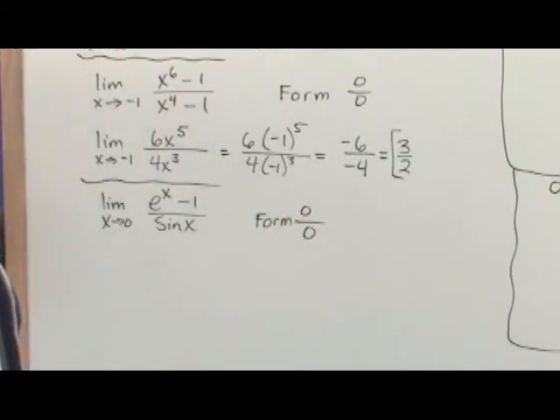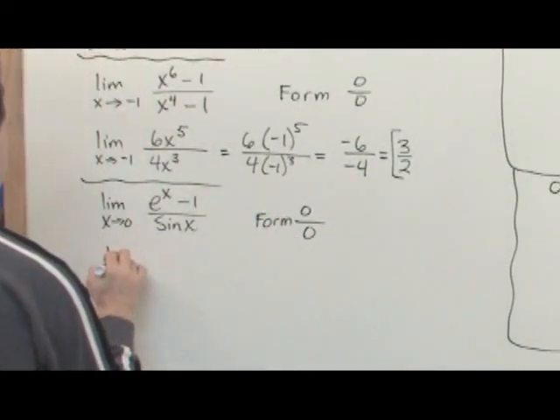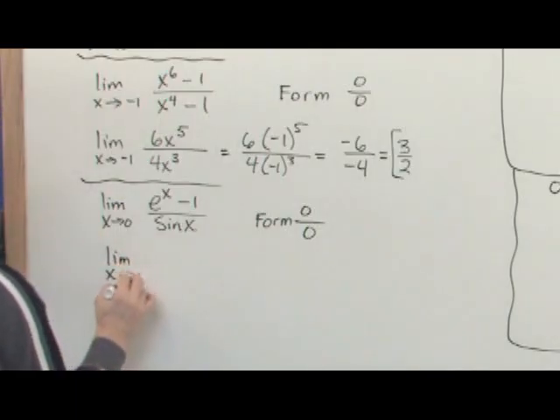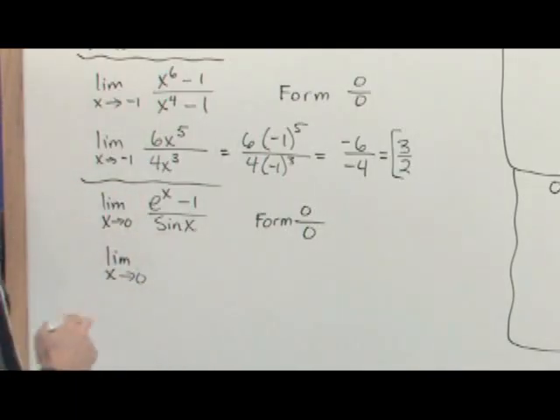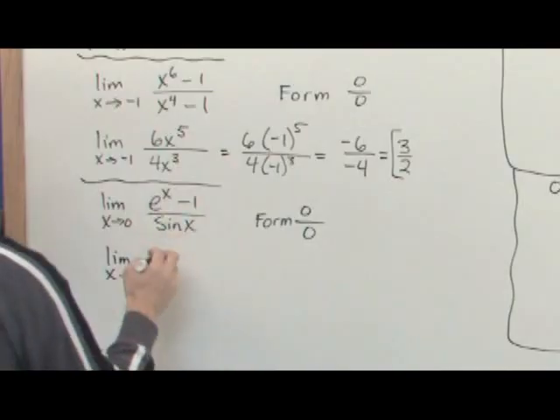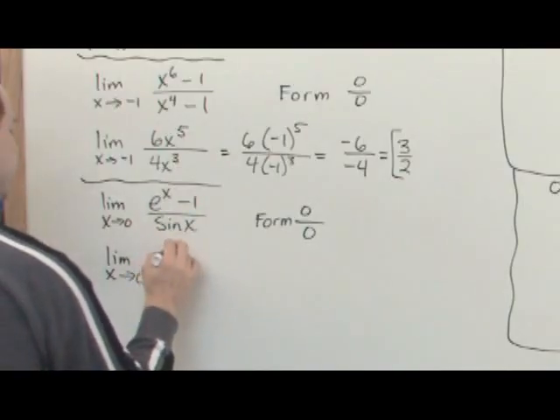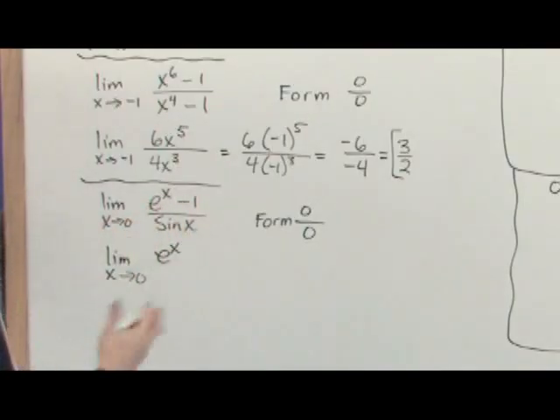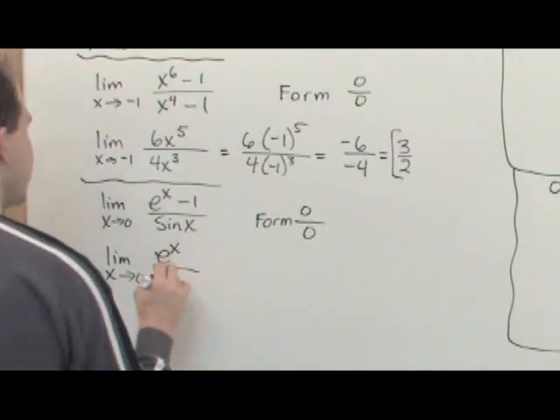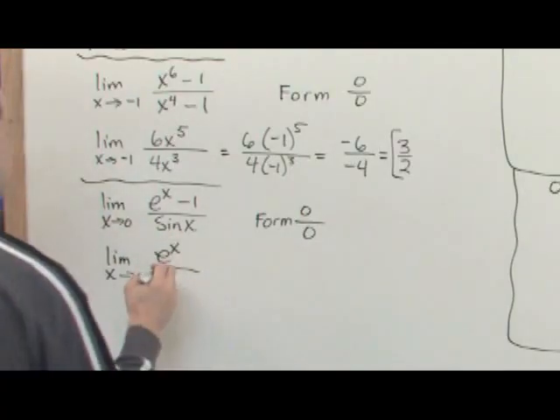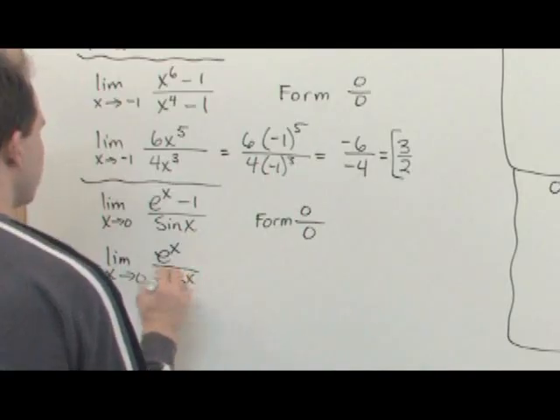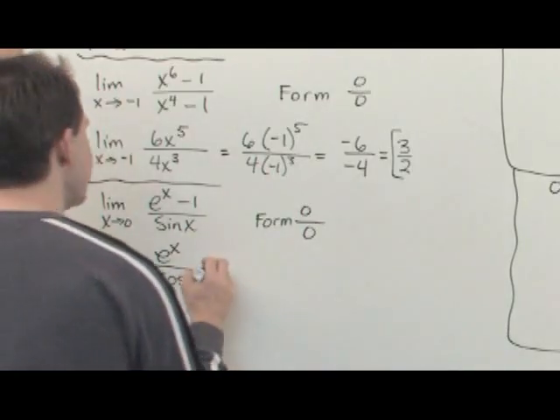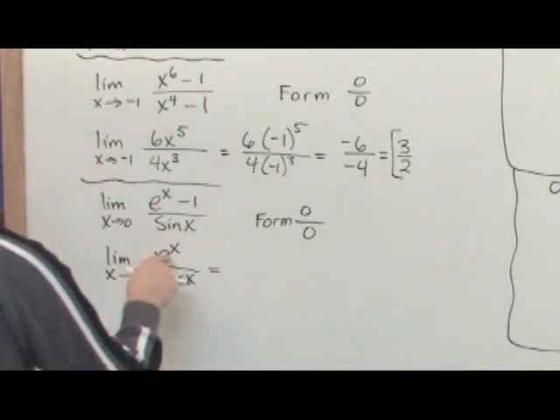So you're allowed to use L'Hopital's rule here. So all you do is you take the limit to the same place, and you take the derivative of the top. Derivative of e to the x is simply e to the x. Derivative of this minus 1 is 0, so it disappears. And on the bottom, derivative of sine x is cosine of x. So you just take the derivative of that, and you evaluate the limit in the same place.